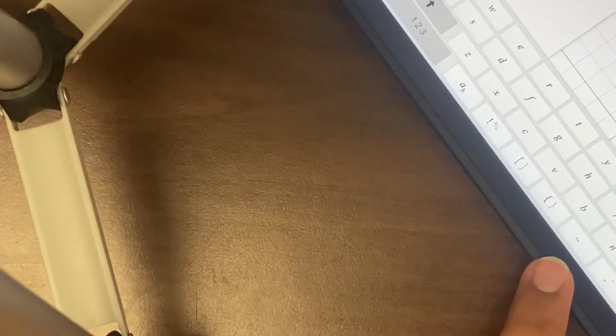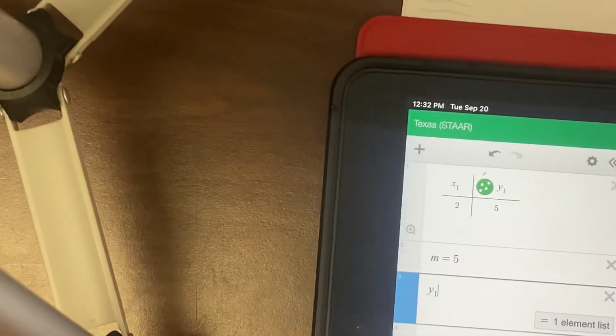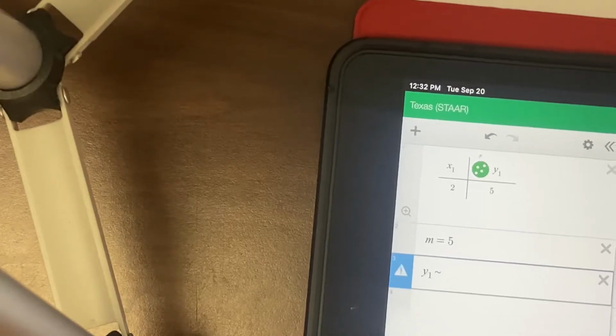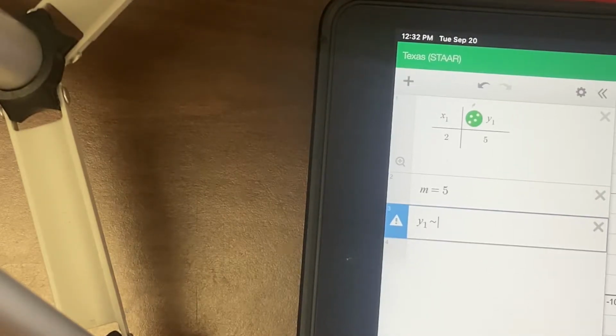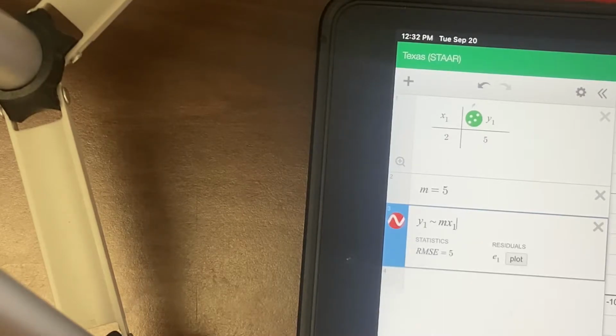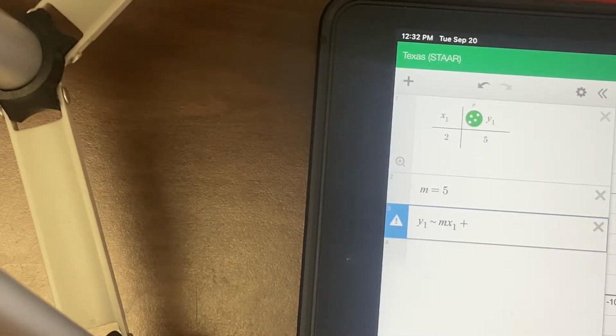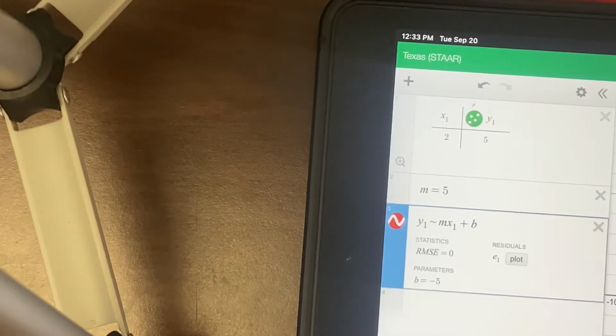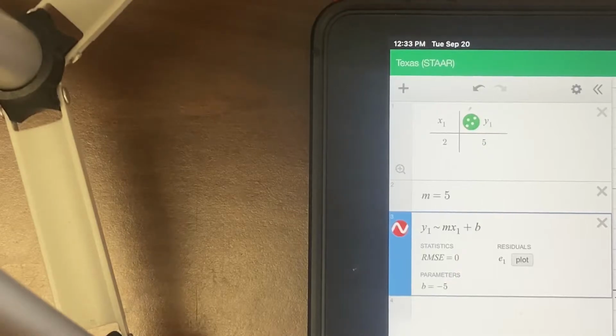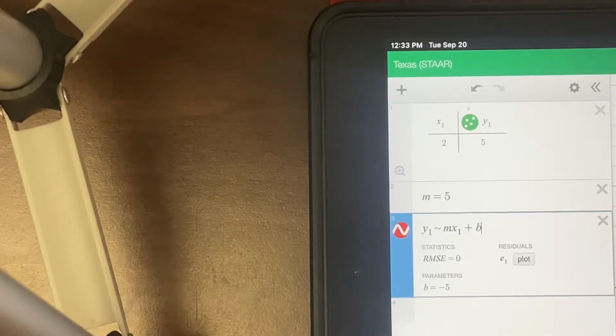Sorry, right there. So you're looking for the squiggly line, tilde, mx1 plus b. I'm going to give you a few seconds to catch up because we have a piece of information we need to look at. Pause the video so that you can catch up.